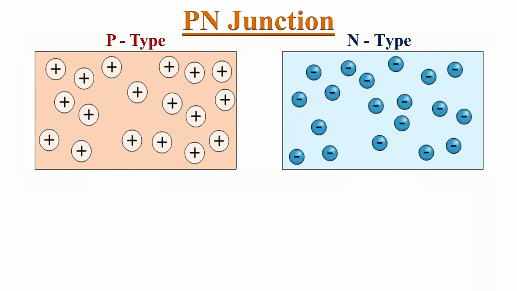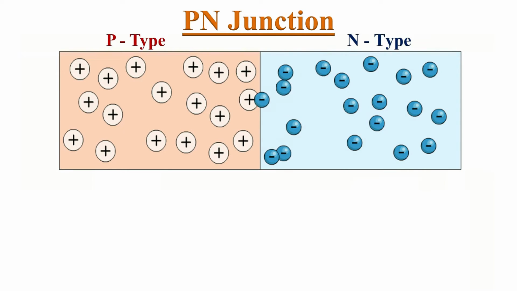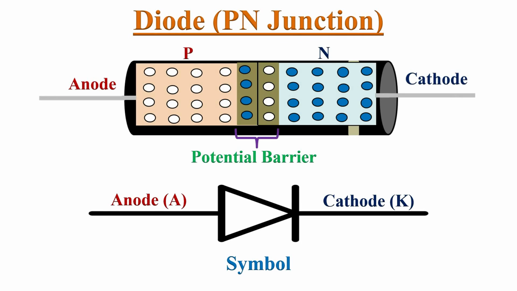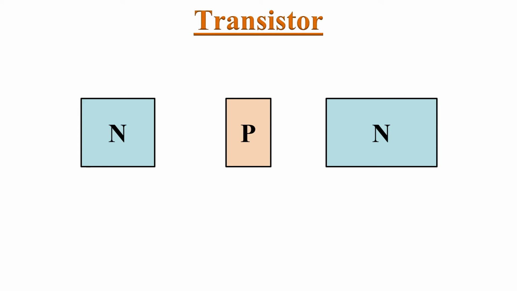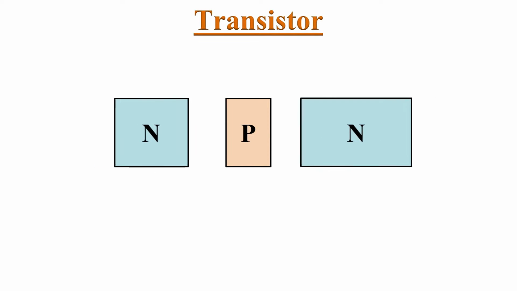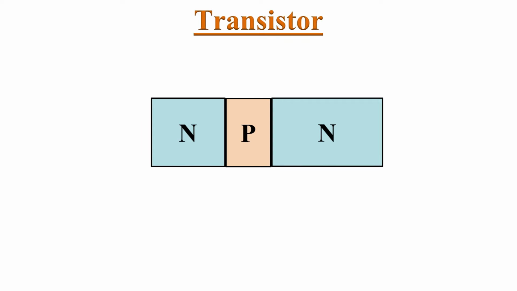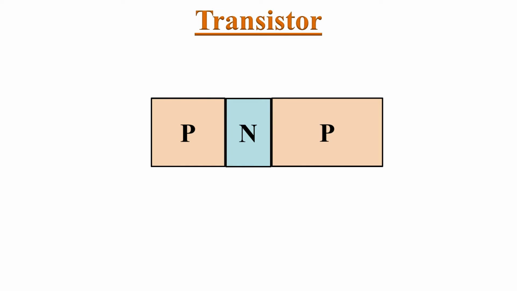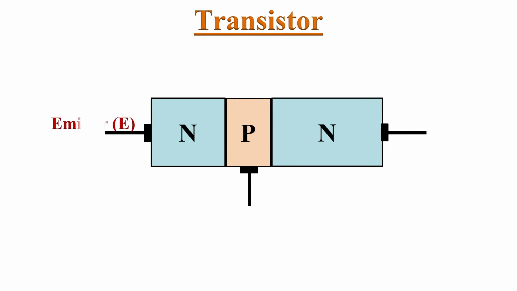When both P-type and N-type semiconductors are joined together, it is known as a PN junction. The charge transfer at the junction is known as diffusion. This is how diodes are made. They consist of a PN junction. If you join three semiconductor materials, either by sandwiching a P-type material between two N-type materials or by sandwiching an N-type material between two P-type materials, a transistor can be formed. The section on one side is termed the emitter, the middle section is called the base, and the other section is termed the collector.